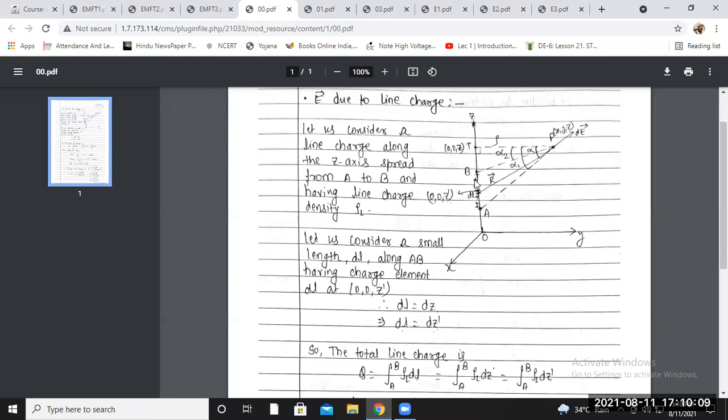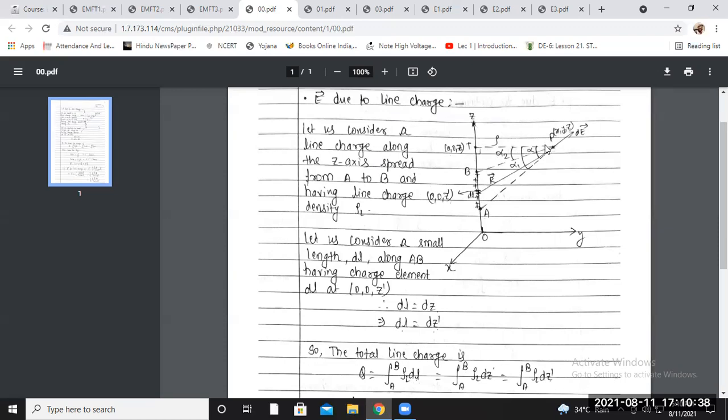As we have discussed, this AB is a line charge having density rho L, and this point P is at a particular position vector, at a particular distance away from this line charge AB. Now from point P, let us draw a perpendicular on the z-axis. On the z-axis, this is the perpendicular from the point P.